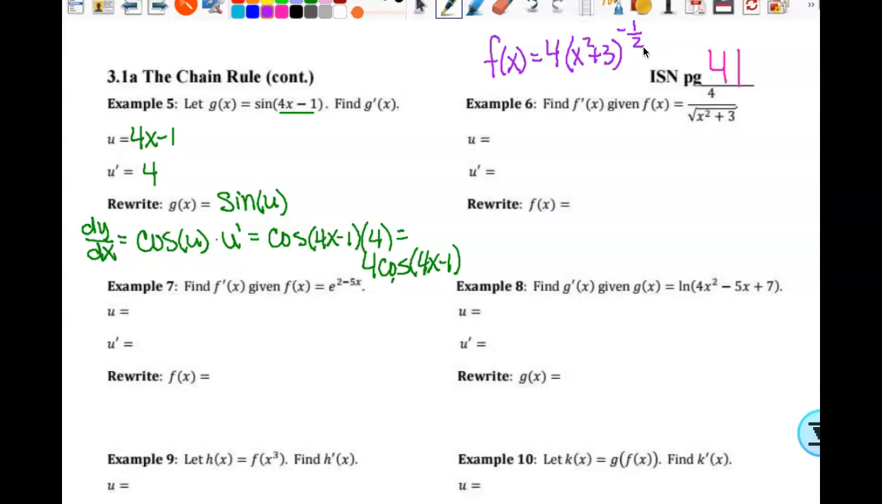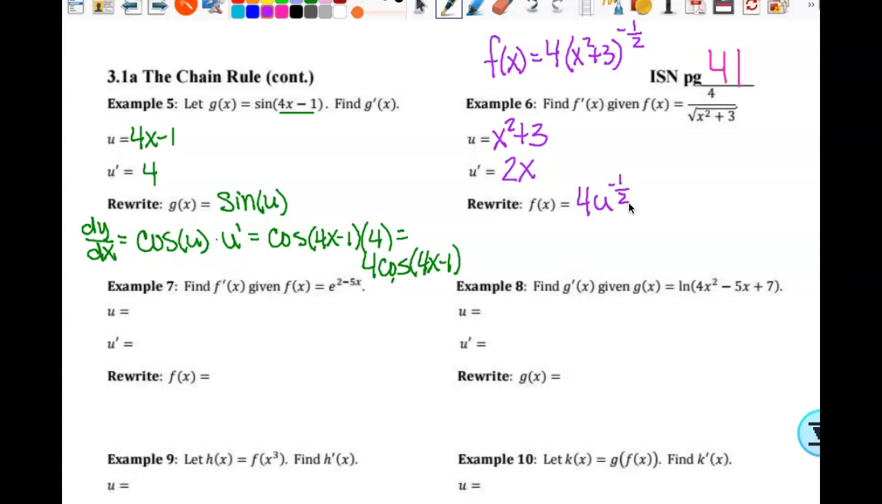All right. So what do you think u is here? X squared plus 3. Do we all agree with that and understand how to figure that out? If not, speak now, please. Then can we take u prime pretty easily? What's that? 2x. Okay. So then I want to rewrite f of x. This is going to be 4 times what? u to the negative 1/2 power. Everybody good with all that?